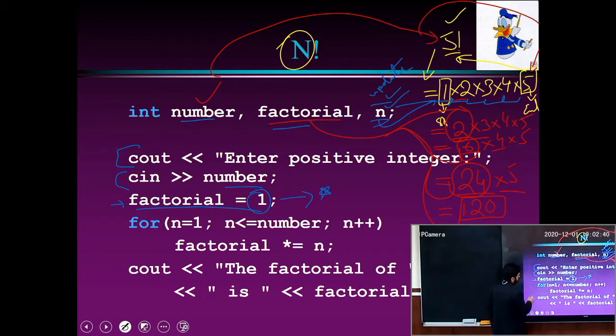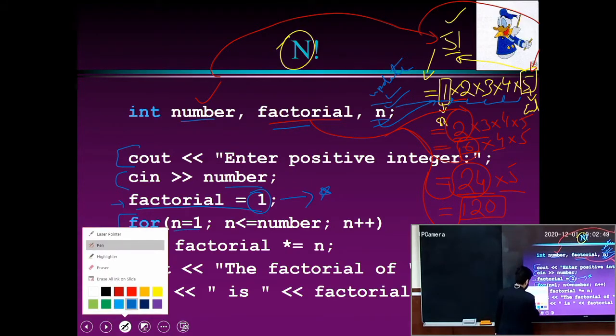Okay, so now this is the for loop, the body of the for loop. Here you can see that n is initialized with 1, which was desired. This is the desired value.